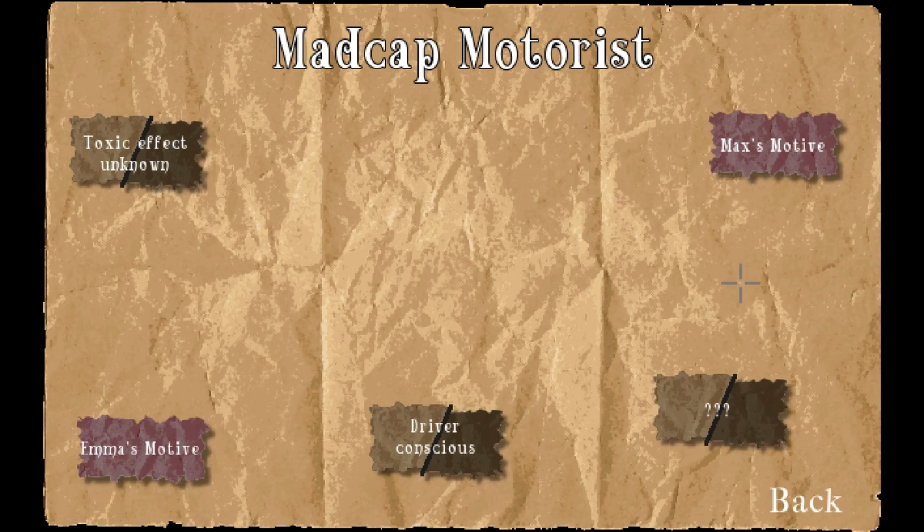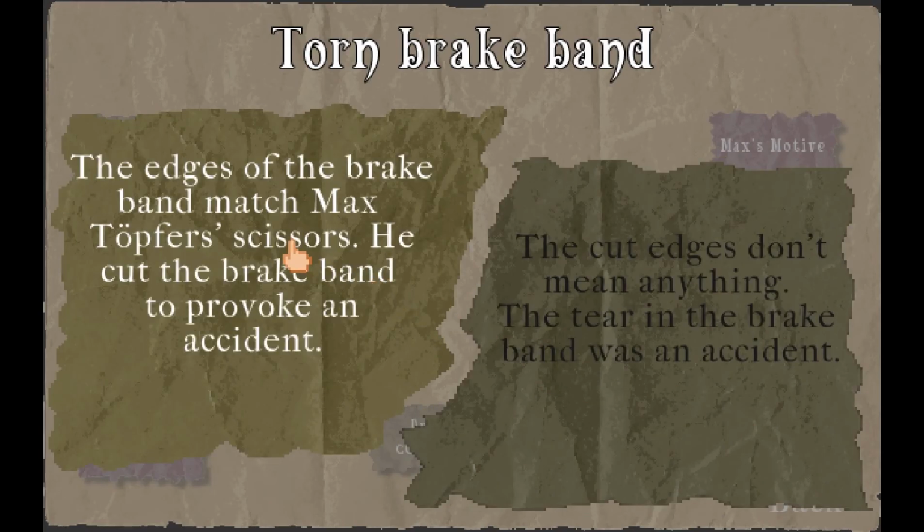Okay, but we need to ask people about it. We can't just guess. I mean, it matches, right? So it's gotta be. Edges of the brake band match Max's scissors. Oh, these are definitely Max's scissors. Okay, we don't need to ask then. He cut the brake band to provoke an accident.